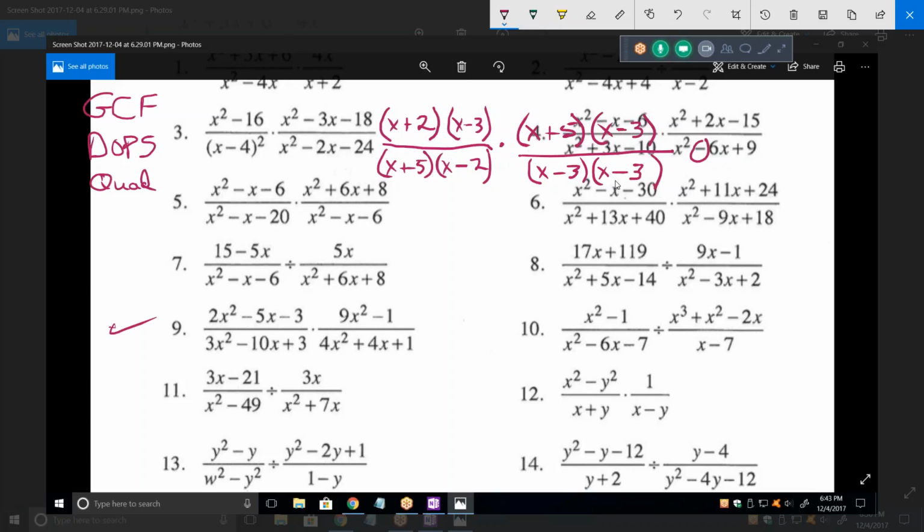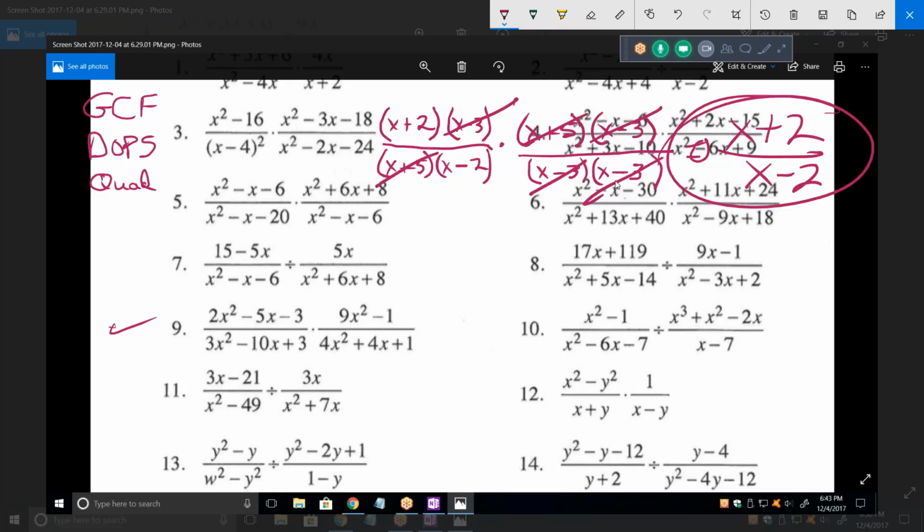Okay. Tell me what I can cancel. Starting with the top left, you can cancel the x plus 2, the x minus 3 and one of the ones on the bottom right. And then the x plus 5s. And then the other x minus 3s. So then it's just x plus 2 over x minus 2. That's exactly right. So, I feel confident you know how to do those.